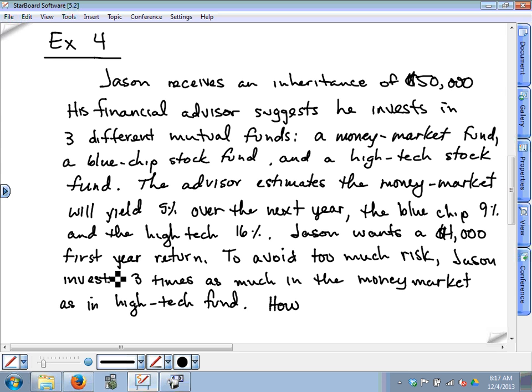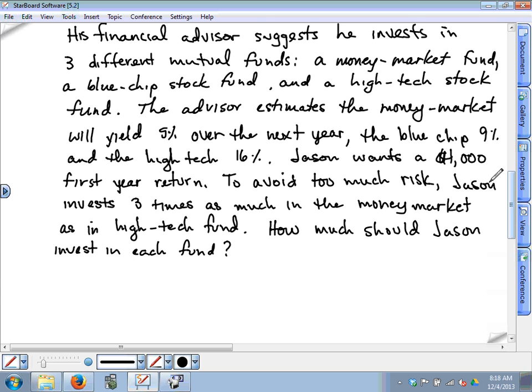So the question here is: how much should Jason invest in each fund? Because what's his goal? $4,000. So he can't just invest, let's do 20,000 here, 10,000 here. He has to invest it, according to the estimated rate of return, in the exact right amount to achieve his goal of $4,000 return in the first year. Assuming the interest rates are what they are, it's not just a matter of chance. You got to be smart about it.